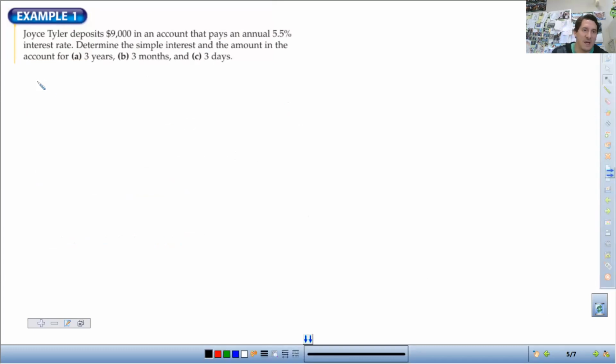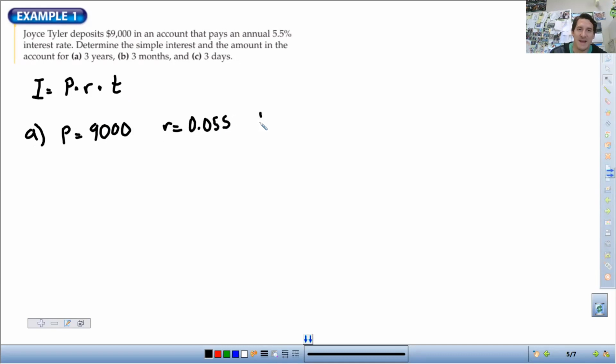Let's talk about this. The interest is the principal times the rate times the time. For part A, let's identify the important information. The principal is $9,000. The rate is 5.5%. Remember, if you divide that by 100, it's 0.055. And then time in years, that is 3 years. So T is 3.